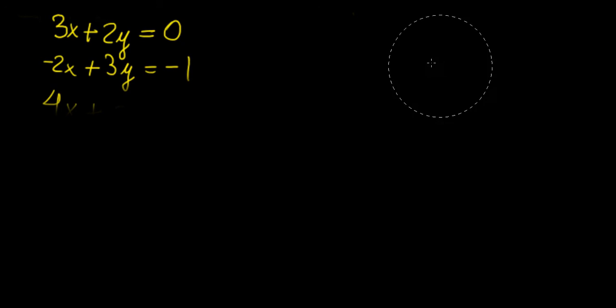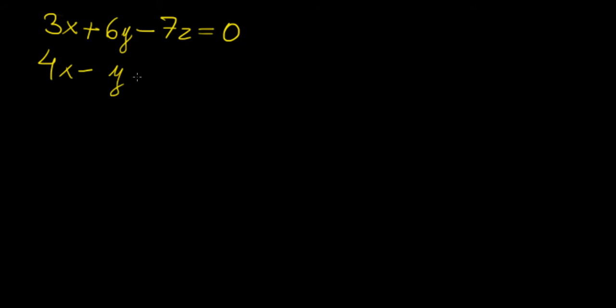So you might think, well, that seems like a very reasonable explanation of what linear algebra is and where it comes from. But when we deal with higher order systems, so let's say we have something like 3x plus 6y minus 7z equals 0, and then 4x minus y plus 5z equals 2.